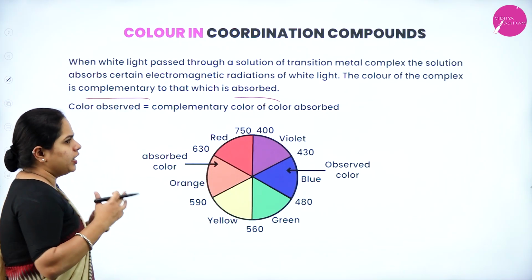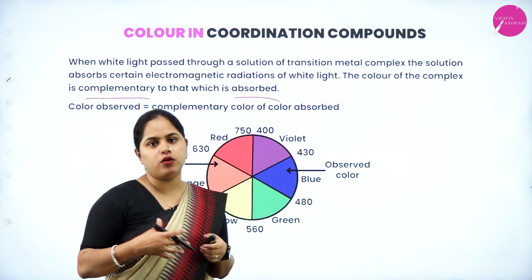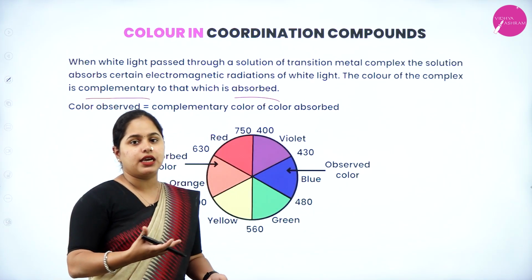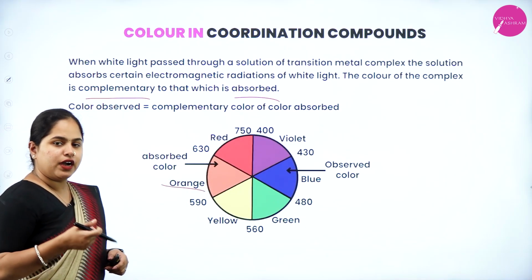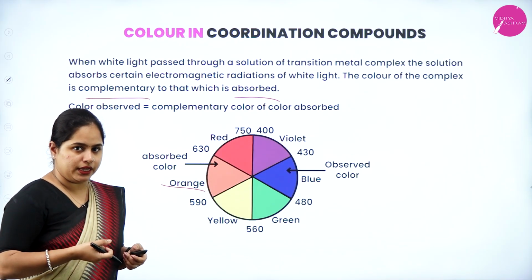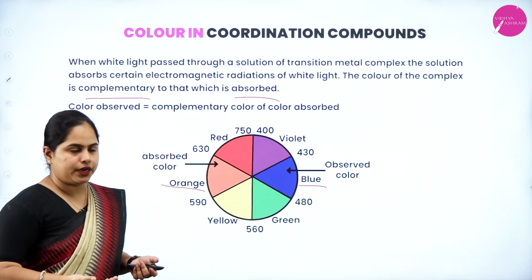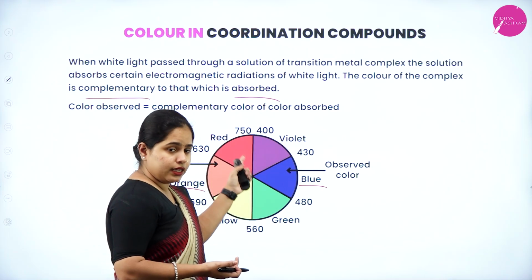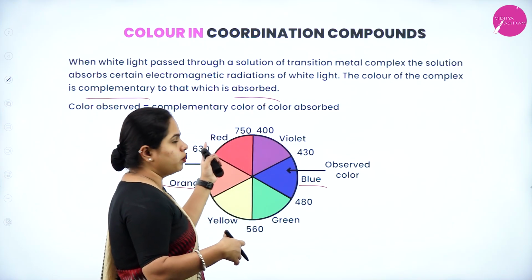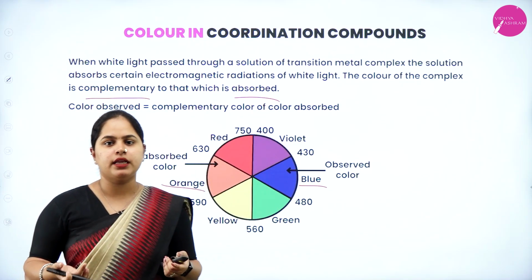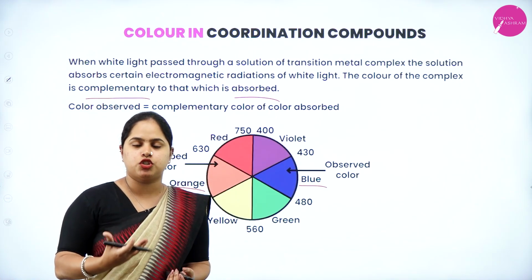So for example, if a coordination compound is showing the color blue, that means it has absorbed the color complementary to that, which is orange. So a white light is passed. If the orange color is absorbed by the coordination compound, the color of the coordination compound will be blue. They are complementary to each other. If the absorbed color is red, the color shown by the compound will be green. If the absorbed color is green, then the color shown by it will be red. So this is how the complementary thing works. Whichever color is absorbed, the complementary color will be the color shown by the coordination compound.